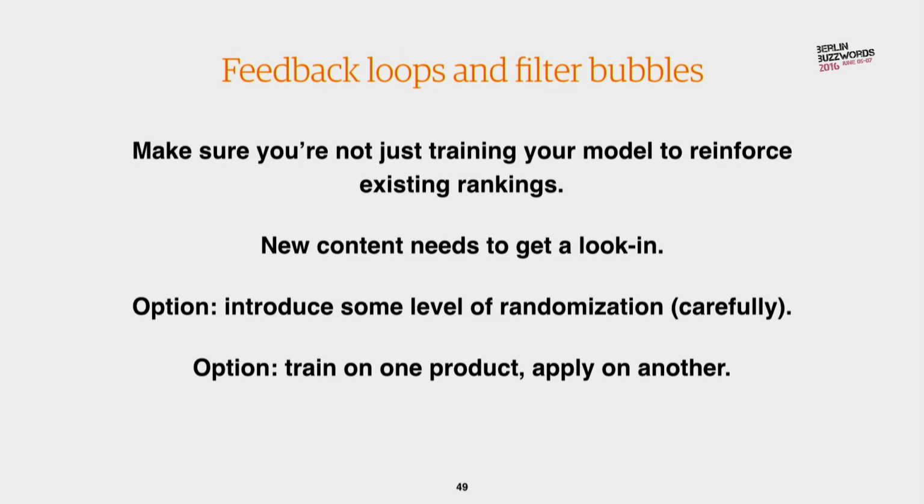You could also, to avoid the feedback loop, train the model on one product feature, like your search page, and then use the model to perform ranking for a totally different feature, like maybe your inside ad placements or something like that, promoted listings if you're doing some kind of product search. Because then there's no feedback loop. You're learning here and applying the model there.